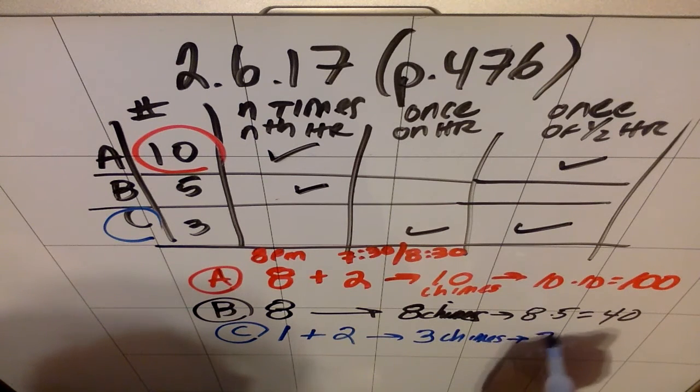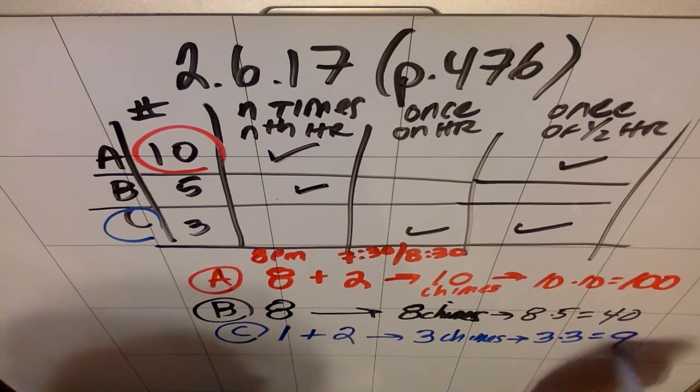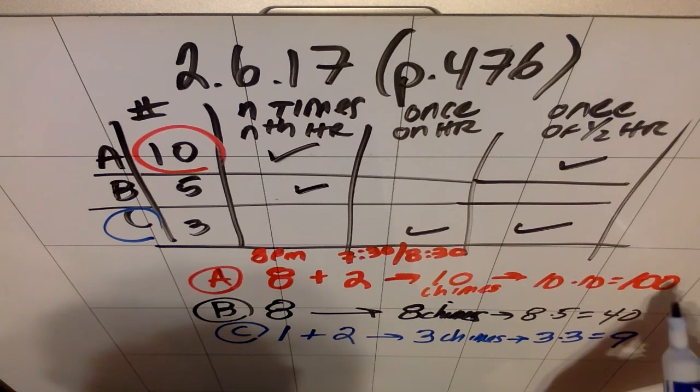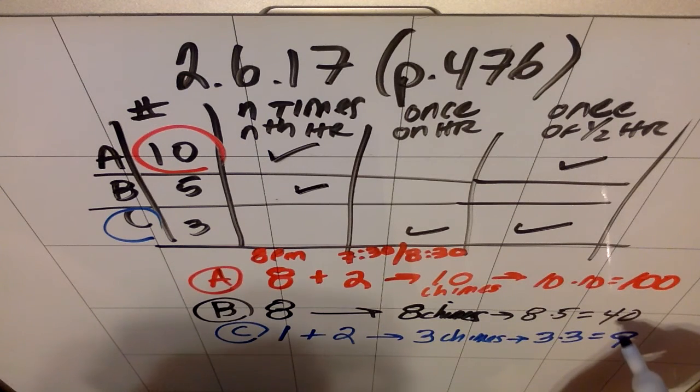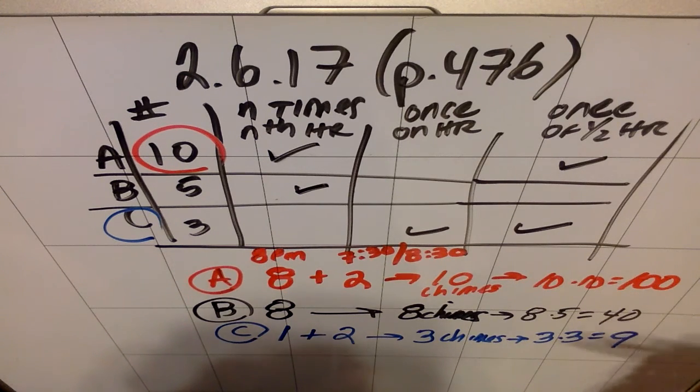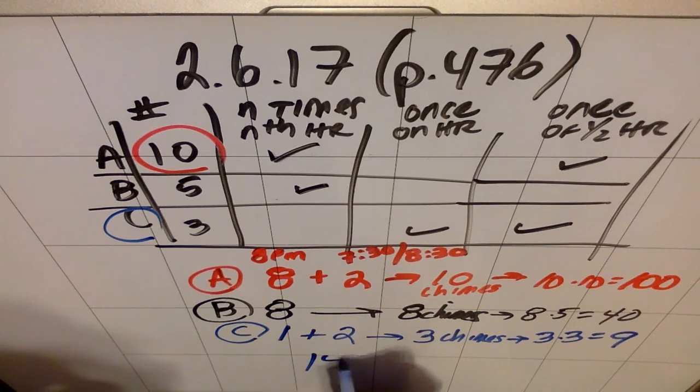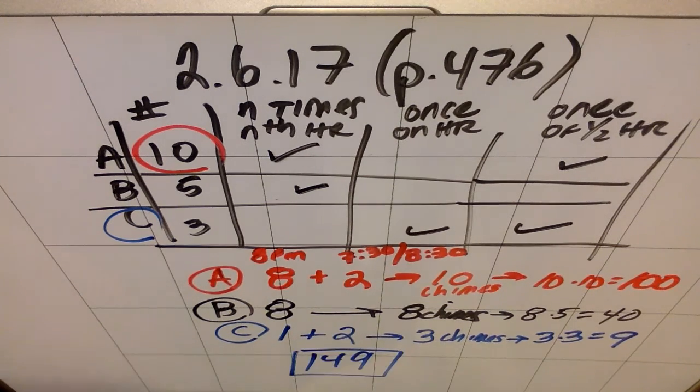And there are 3 clock C's, so 3 times 3 is 9, which means that our total number of chimes should be the 100 chimes from clock A plus the 40 chimes from clock B, type B's, and the 9, so we should get a total of 149 chimes.